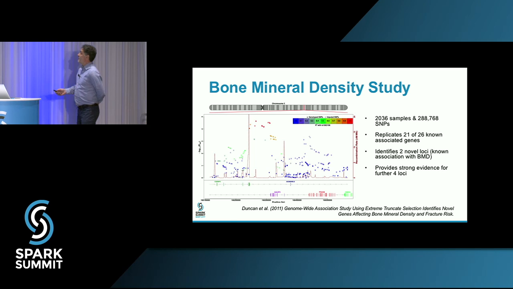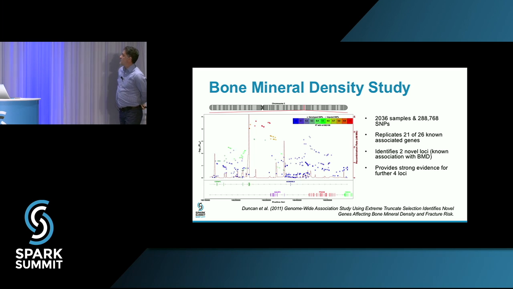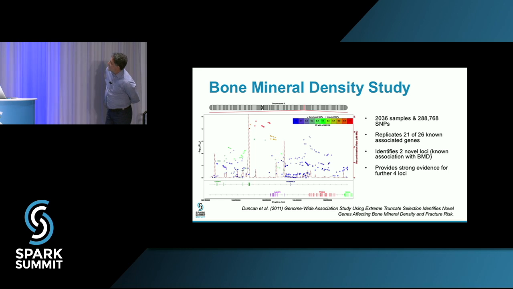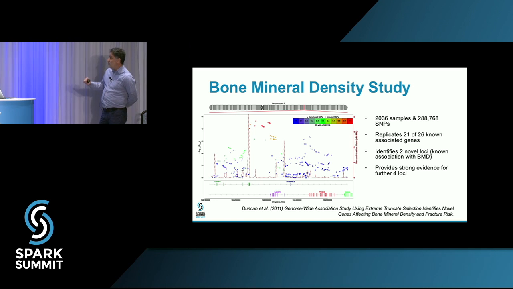The original study was done on not a big sample, about 2,000 samples and a few 100,000 SNPs. Essentially, the results were that they managed to replicate 21 known genes that are associated with BMD. They identified 2 new ones that are highly correlated, and then they maybe found 4 more. What we did was take the same data and run random forest, our cursed forest, on this data and try to see what the importance of the variables would tell us about the same study.